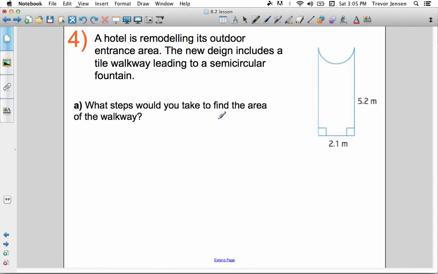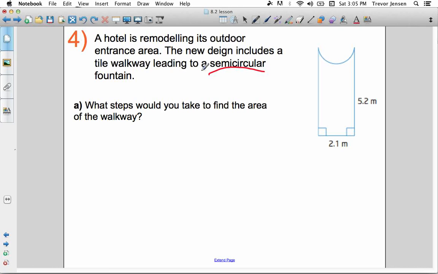Let's move on to the next question. Last question that we'll do. A hotel is remodeling its outdoor entrance area. The new design includes a tile walkway leading to a semicircular fountain. So that's key here. It tells us that it leads to a semicircular fountain. What steps would you take to find the area of the walkway?